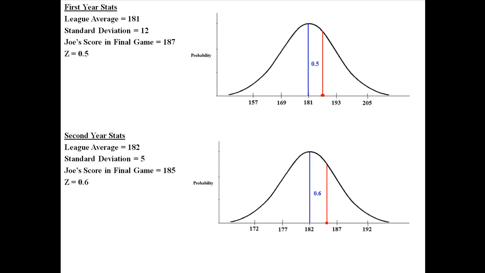So in this case, the 185 was actually better than the 187 when comparing all the other scores within that year. So that's an example of how z-scores can be used to compare scores within different distributions. So you can see how the raw score might be inaccurate, but when you compare it to a z-score, we can actually see which score is better. And that is a z-score.